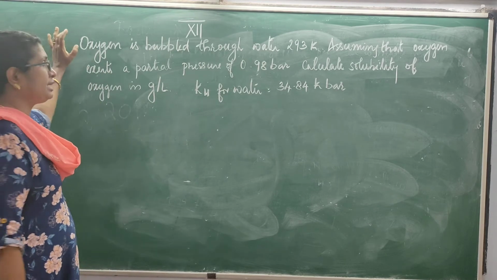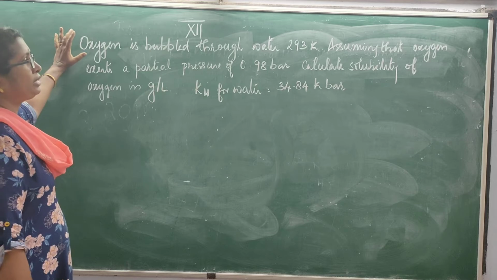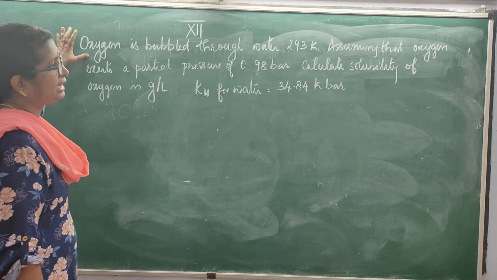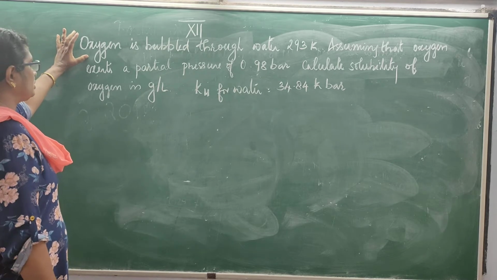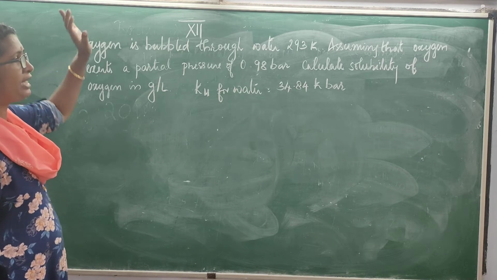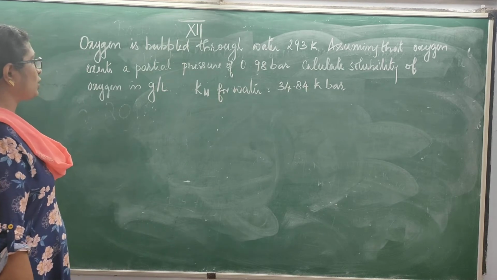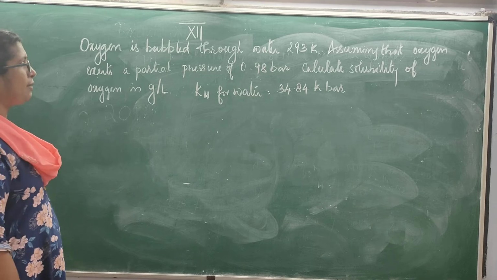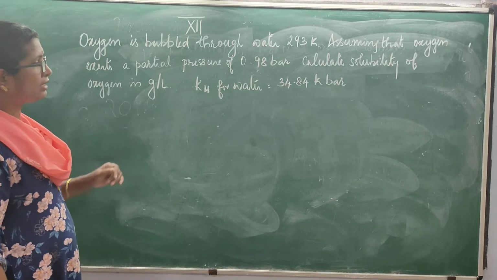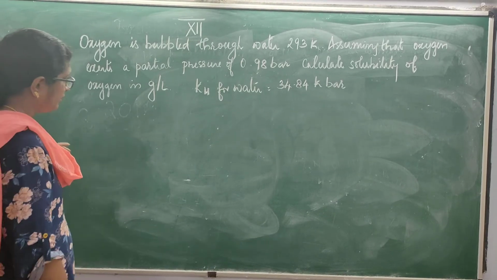My question I have written here. Oxygen is bubbled through water at 293 Kelvin. Assuming that oxygen exerts a partial pressure of 0.98 bar, calculate the solubility of oxygen in gram per liter, and kh for water is given.